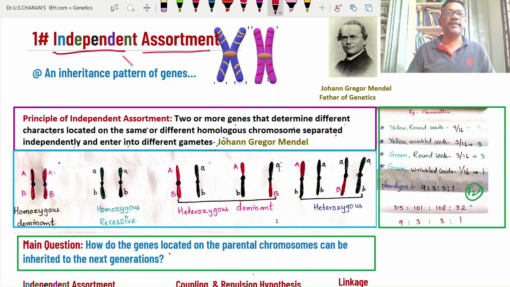Welcome to another important topic in genetics, that is independent assortment. This is an inheritance pattern of genes present in the parental organisms to the next generation. Independent means freedom or freely. Assortment means separation. The genes or alleles located on the homologous chromosomes in the parent are separated freely during the meiotic division and, involved in the crossing over, form new genetic recombinations, enter into the gametes, and form new genotypes or phenotypes in the next generation.